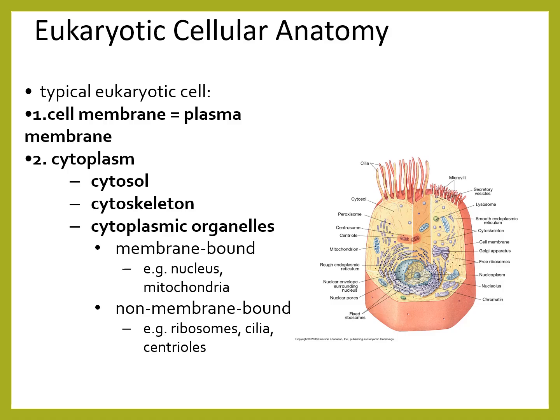Now, this is eukaryotic cellular anatomy. Prokaryotic cells will have a cell membrane. They will have a plasma membrane. Prokaryotic cells will have a cytosol. They will have somewhat of a cytoskeleton. It's not really well organized or well defined, but there is something of a support system. And then the big difference between eukaryotic and prokaryotic cells is that there are no cytoplasmic organelles in a prokaryotic cell.